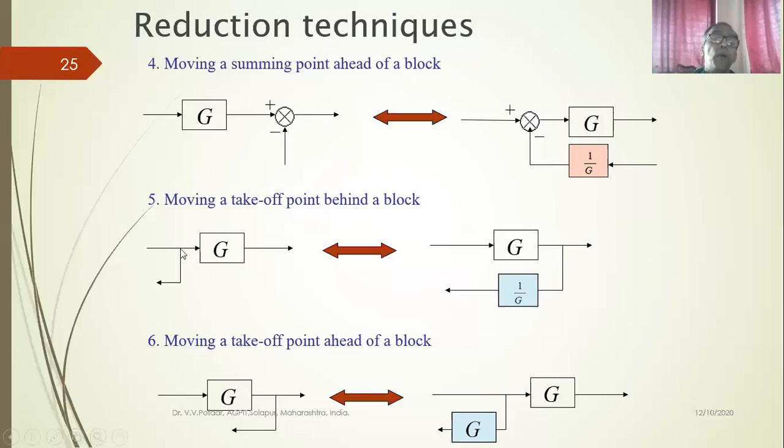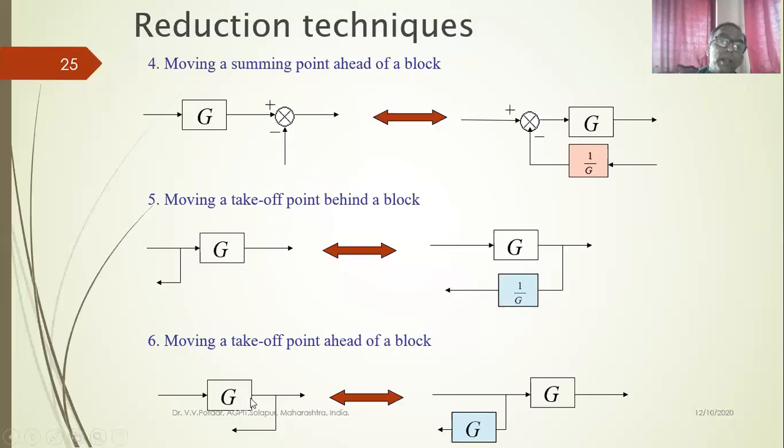So the takeoff point is like this. This is the takeoff point. So in other words, taking the block inside the loop here also. Moving a takeoff point behind a block. So when I want to move this takeoff point here, I can move this takeoff point here, but I have to put 1 by G in the feedback path. Here, the original feedback path, no block was there. When I have moved this takeoff point beyond a block, I have to take 1 by G in the feedback path.